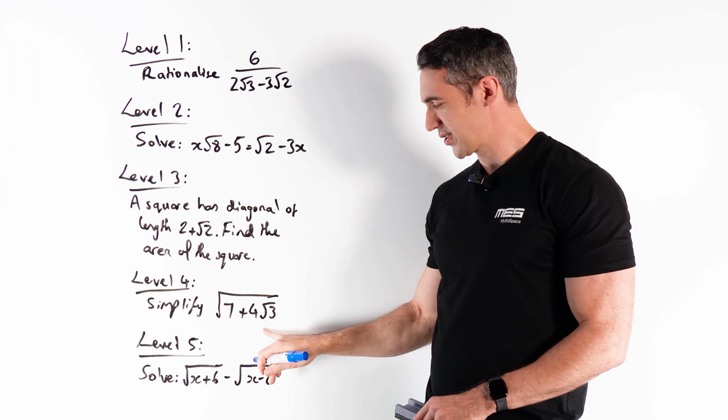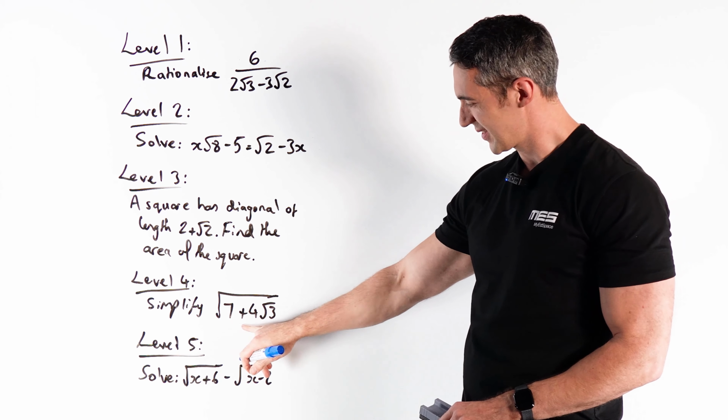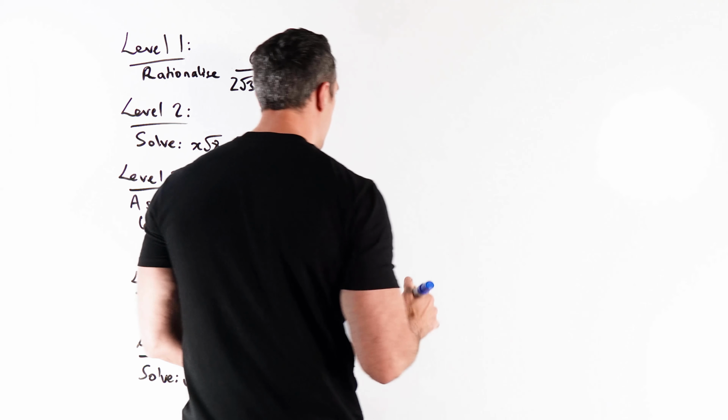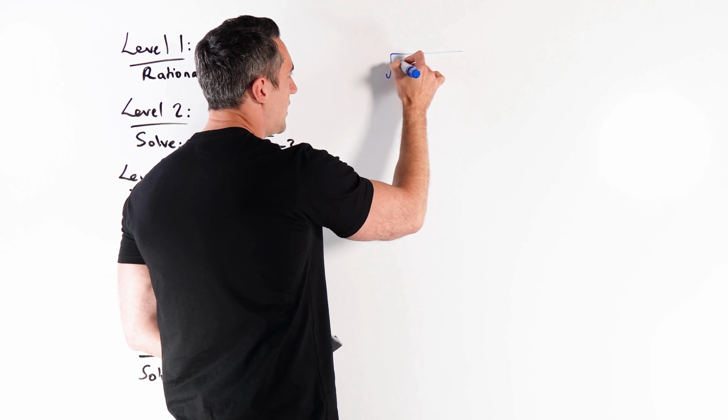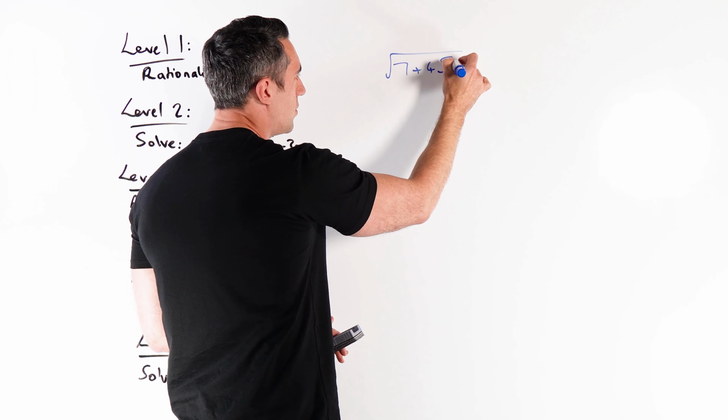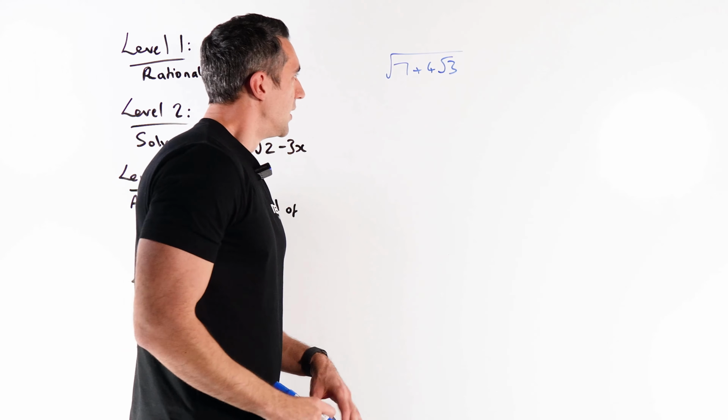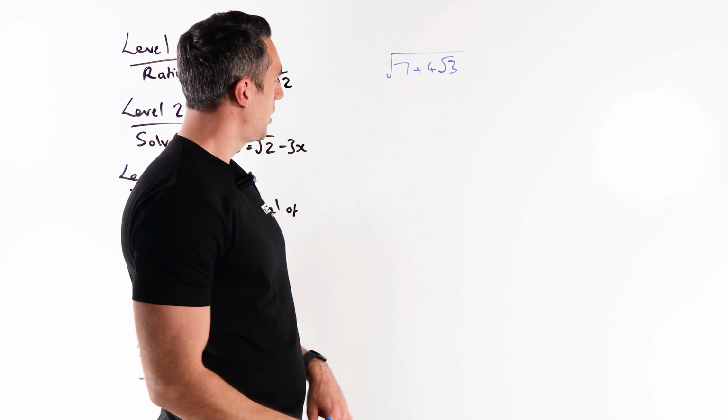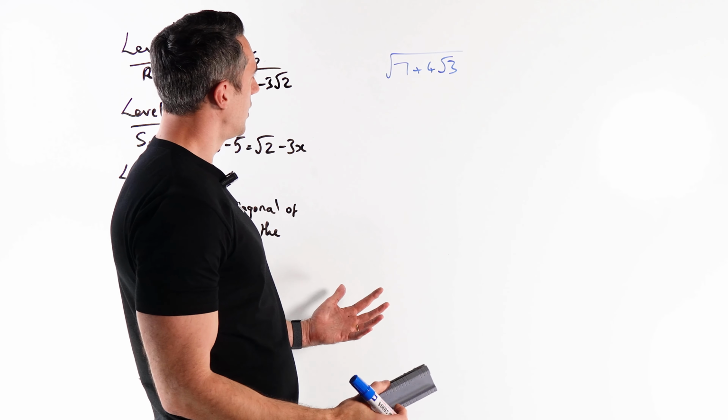Ooh, we've got a root in a root. We're going to try and simplify root 7 plus 4 root 3. So root 7 plus 4 root 3. Now, it's difficult to know where to start, I suppose. You kind of look at it and think, oh, I've not seen anything like this before. So we're going to make a bit of a guess as to what we think our answer might look like, and say, well, it might be root a plus root b.